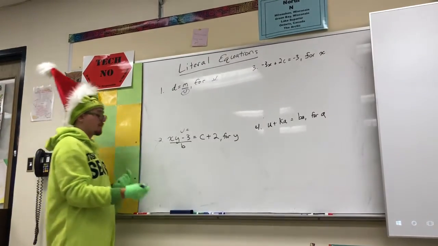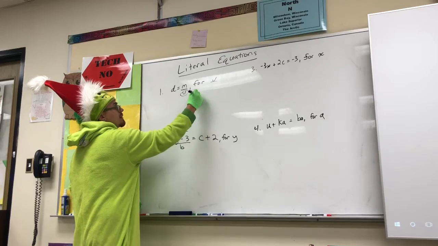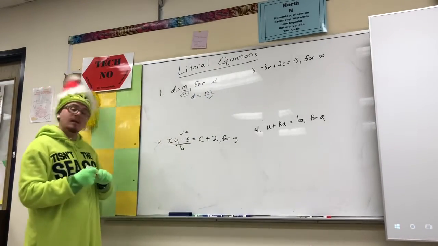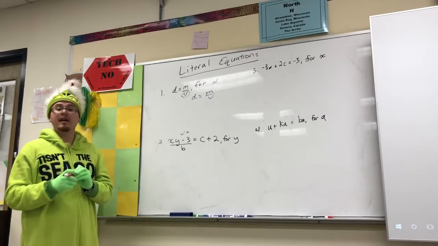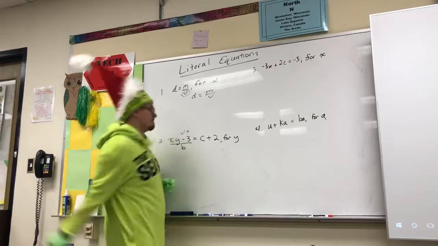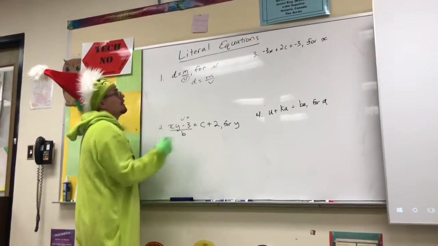So the first step for me, I'm going to rewrite it just to give myself a little more room, would be to get the V out of the denominator by multiplying V on both sides. That's going to get the V out of the denominator because I can't mess with it when it's there.